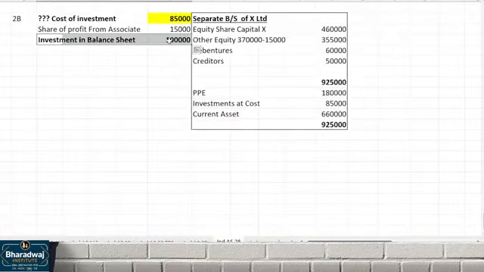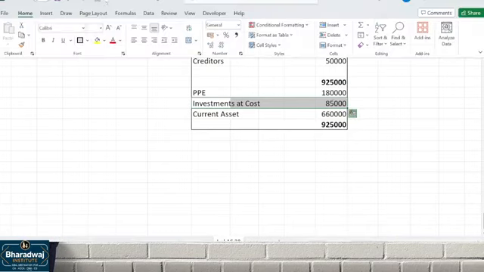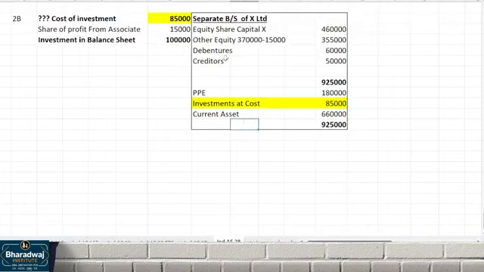Simple. Investment in the balance sheet 1 lakh. Main question number 2 includes share of profit from which one? Associate, to the extent of 15,000. What is the cost of investment? 85,000. So the investment is recorded at cost. And in other equity we eliminate that 15,000, because share of profit from associate would have been included in other equity. Now wait for another.